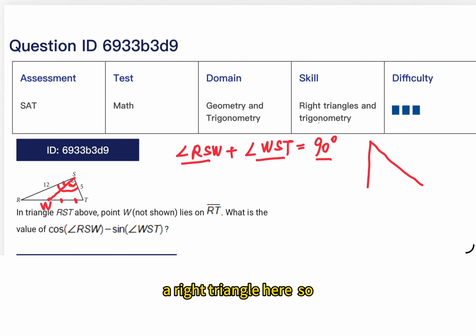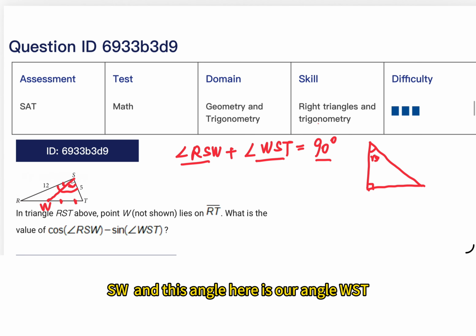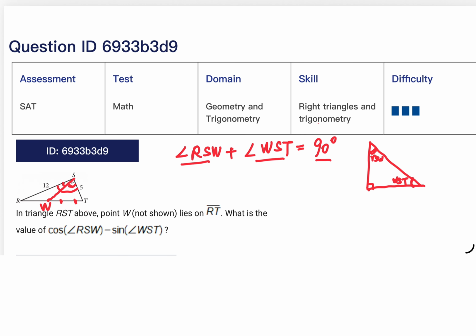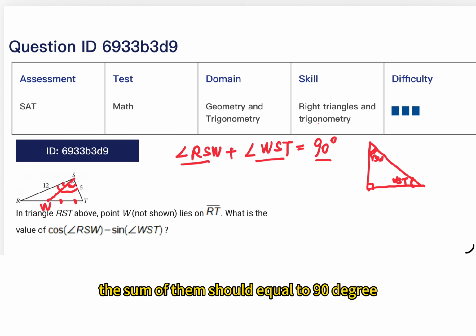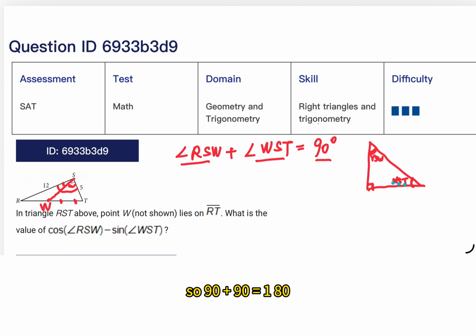a right triangle here. So let's pretend this to be our RSW, okay? SW, and this angle here is our angle WST. And we know that the sum of these two angles should equal 90 degrees because this is 90 degrees here. So 90 plus 90 equals 180. This is our triangle here.